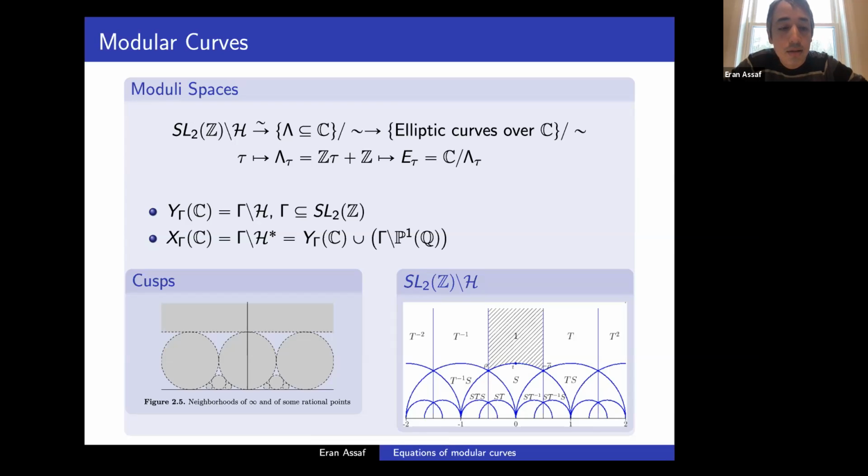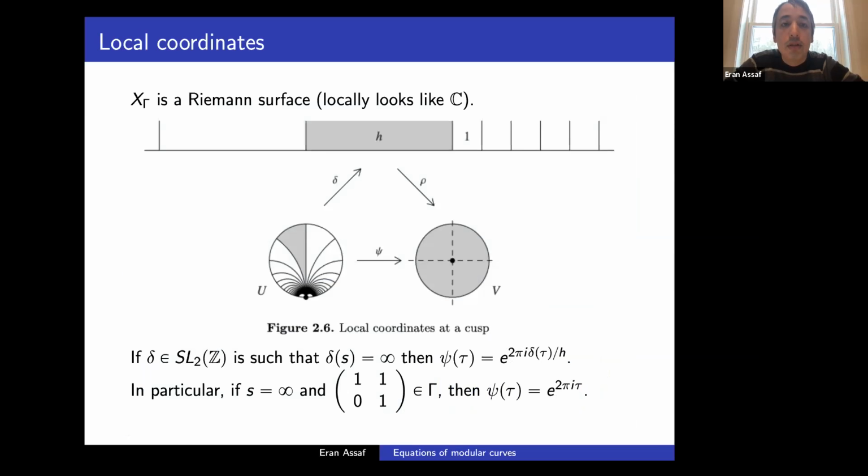Basically, this is a curve over the complex numbers, and it's a compact curve, which means it's a Riemann surface. And locally, every point has a neighborhood that looks like the complex numbers. Now, for that to actually have the complex properties that we want for complex analysis, we need to have local coordinates at each point that will be compatible.